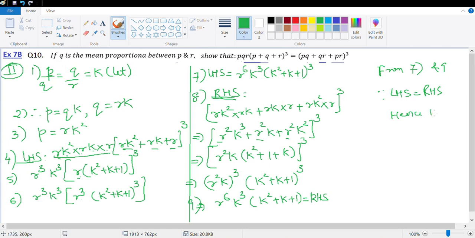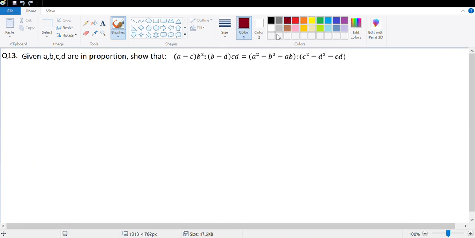So whichever method you like, you are welcome to use it. I just wanted to show you that the K method works for all the questions which are based on continuous proportion. Let's look at the next one. The next one that we are doing is question number 13.